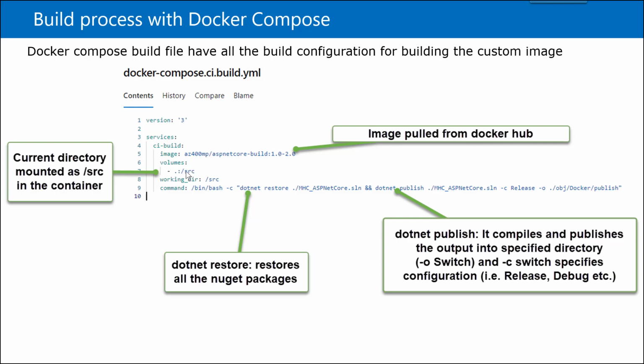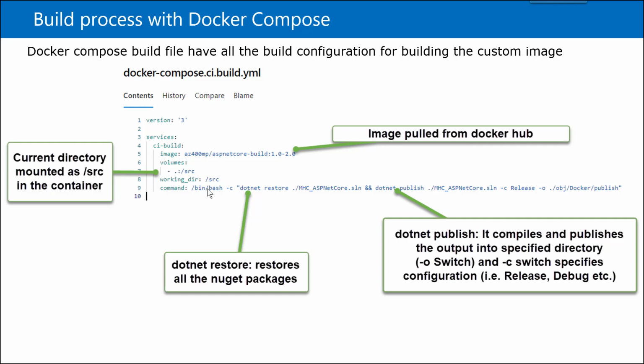Then we will create a volume. In this volume, we are going to mount the current directory where this compose file is hosted, and then we will mount it as a slash source. And then in the next step, we are going to put working directory as a same slash source, so that whatever command we are going to perform in the next step in the command will be worked on this source directory where all our files are kept.